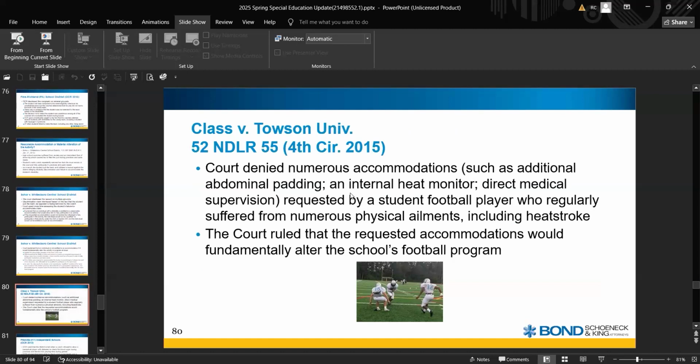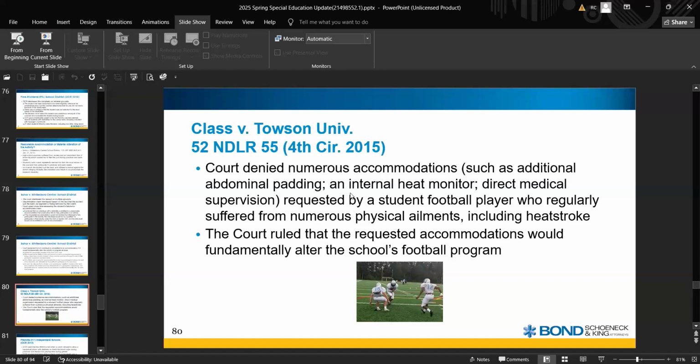So you had a student who played football, and the student had some physical issues and needed abdominal padding, which exceeded what the typical player could wear, needed an internal heat monitor and direct medical supervision because the student suffered from physical ailments and heat stroke. The court ruled that that's too much of a fundamental alteration.